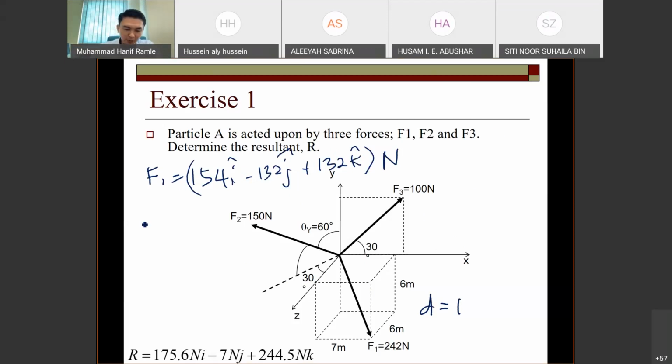Okay, how about F2? What is the answer for F2? F2 still calculating.